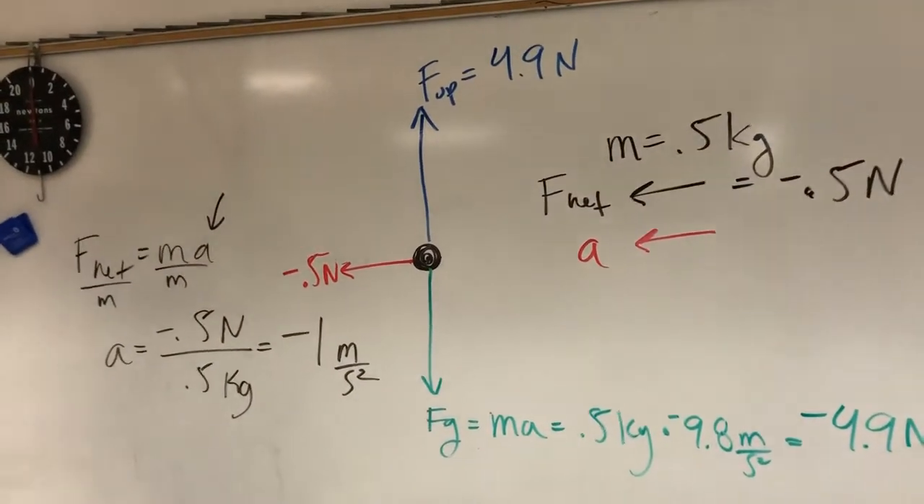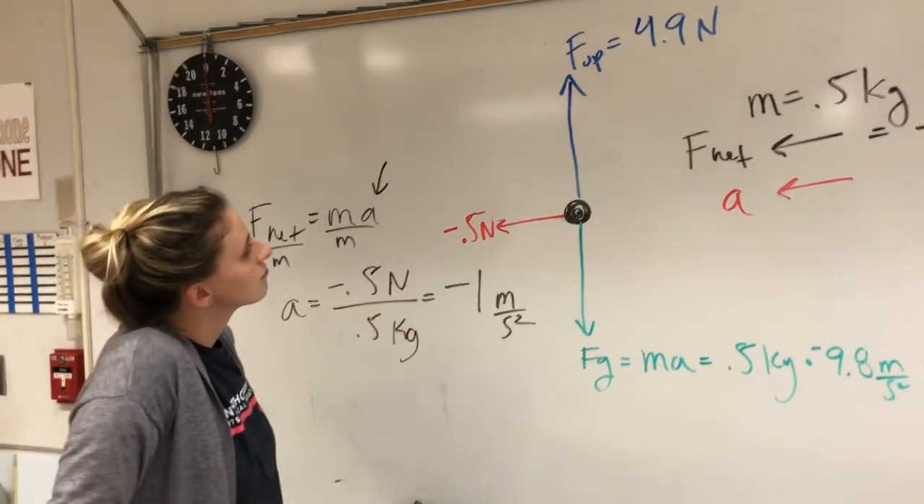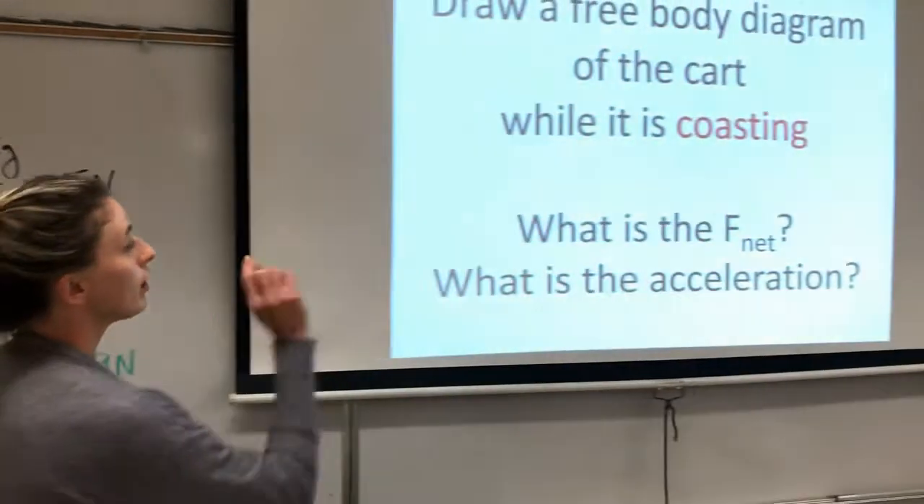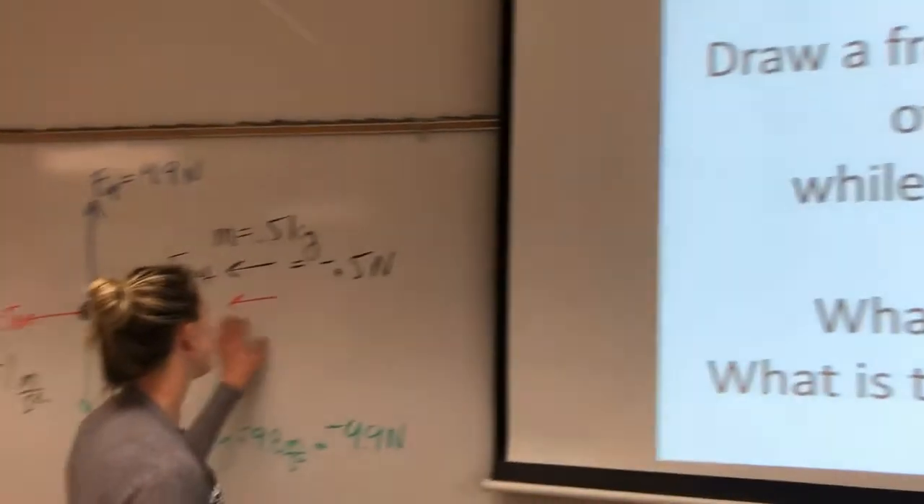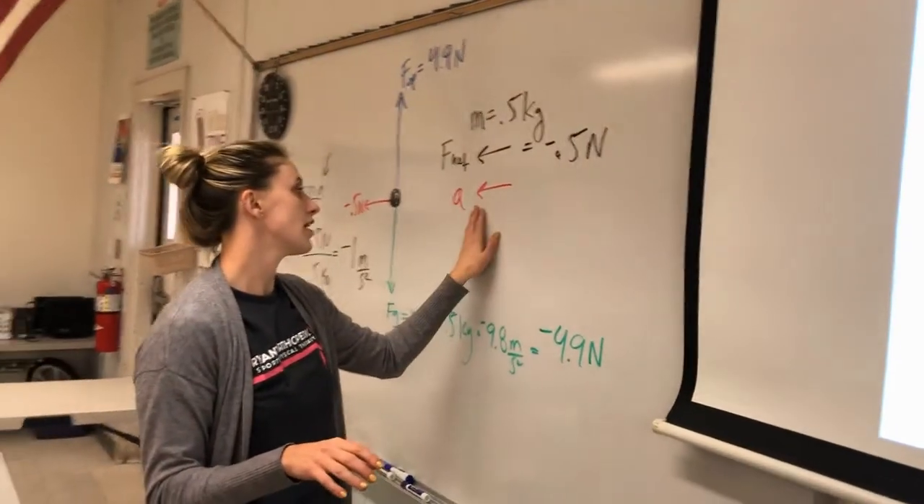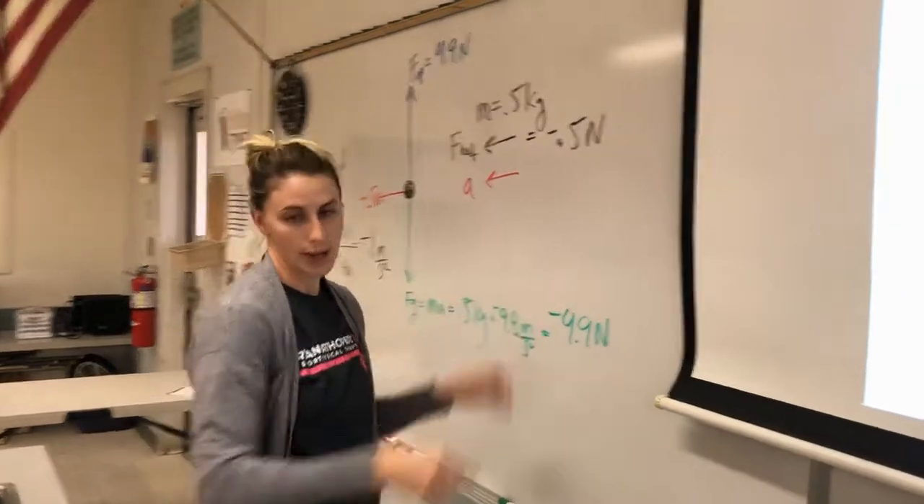See, a free body diagram is a powerful device, and we just had to tweak a few things based off of what we had up here. What's really important is that because it's coasting, it's slowing down. That means my acceleration is going to be this way, and my net force is going to be that way. Sweet.